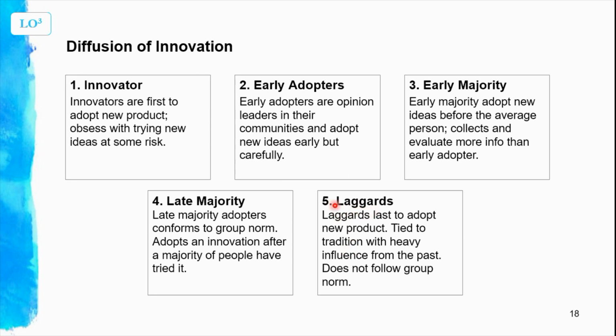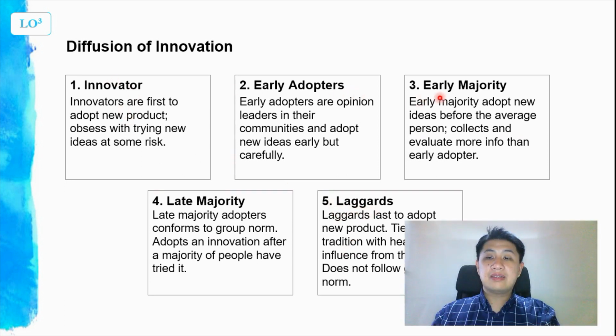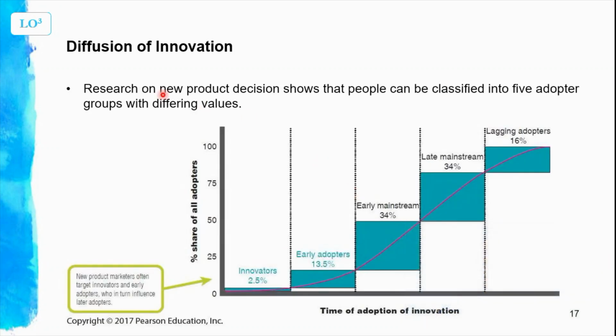So from innovators, early adopters, early majority, late majority, and laggards, this is what we term the diffusion of innovation, whereby each group represents a percentage. The innovators represent a small one, about 2.5%, followed by early adopters. Early mainstream is also known as your early majority. You have your late majority, and lastly you have the laggards, otherwise known as your lagging adopters.